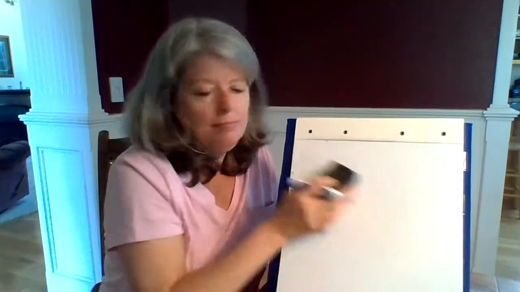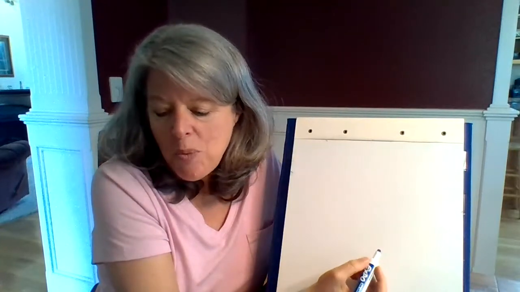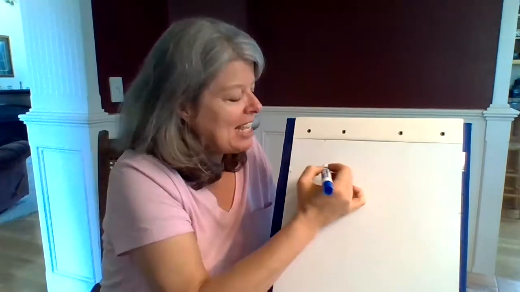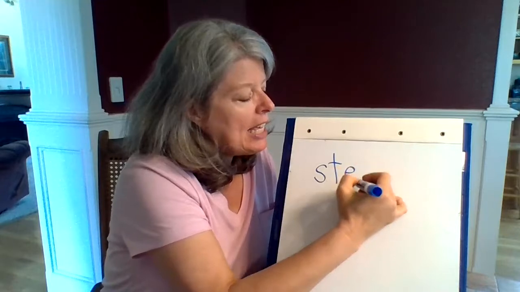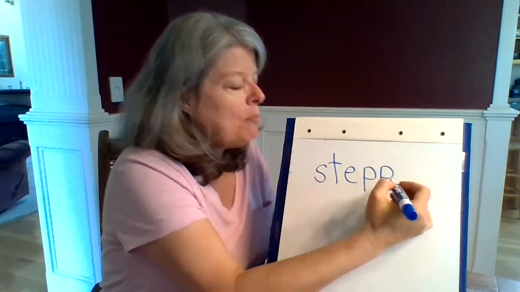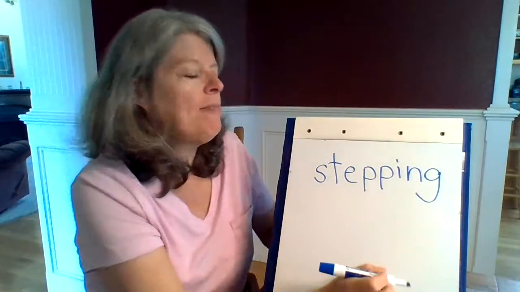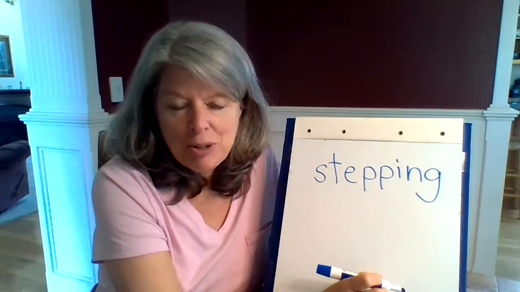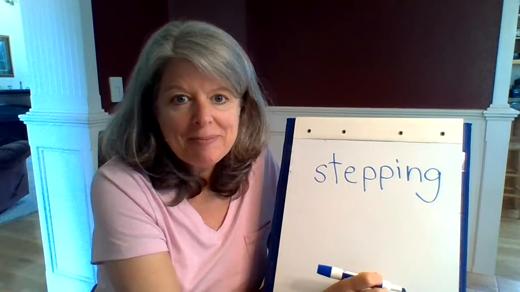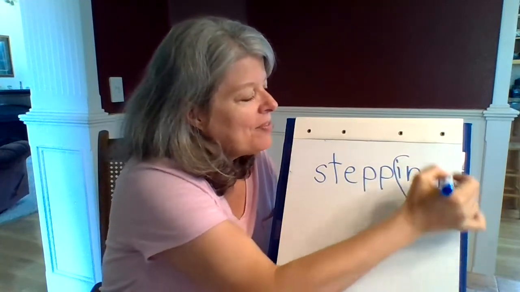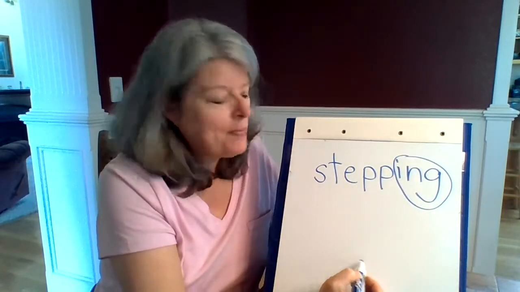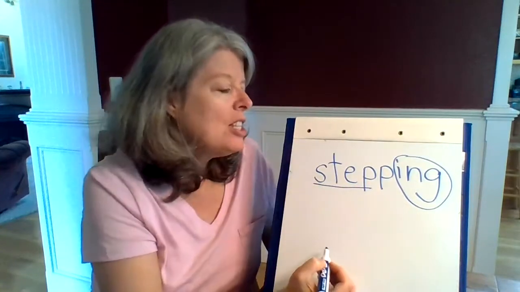It changes that word cost a little bit to make you understand that it's going to be an expensive item, costly. Okay, one more. S, T, E, P, P, I, N, G. What chunk do you see that we can circle? What prefix or suffix? I-N-G. And what's our root word? Step.